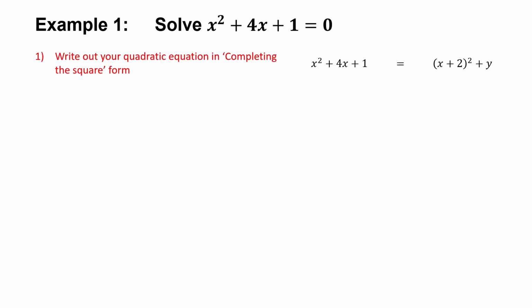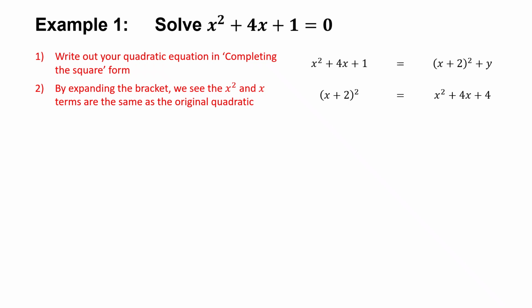So our first step is going to be to look at the term before the x squared. What we notice here is that that term is just 1, so we don't have to divide through. We can just keep it as it is. So we want to write this in completing the square form. So what we do is we're going to write out our square bracket to start, and it's going to be x plus half the value of the x term. In this case, the x term is 4, so half of 4 is 2. So we have x plus 2 squared plus y. And now we want to find out what y is.